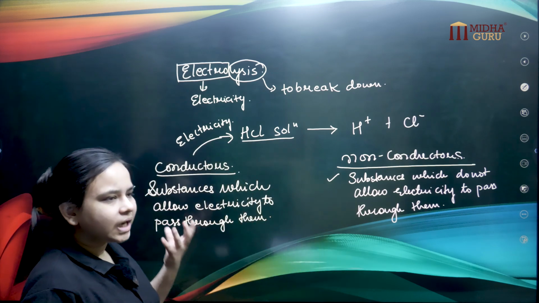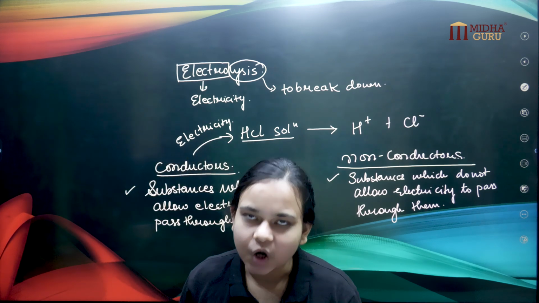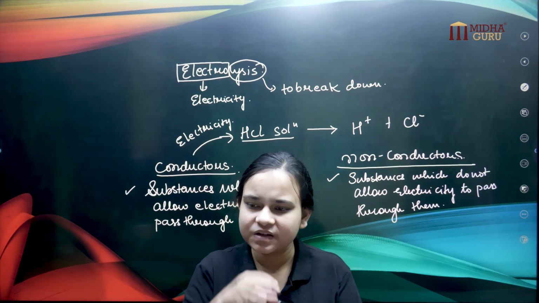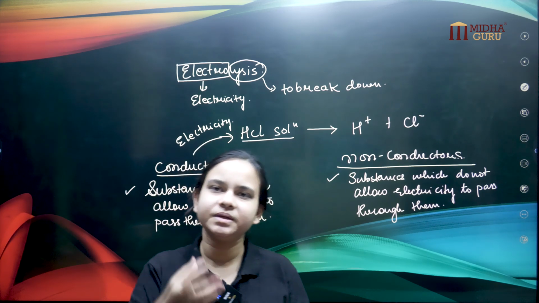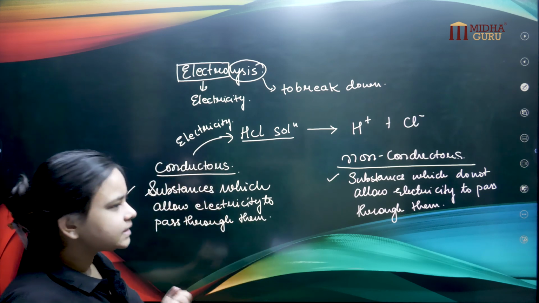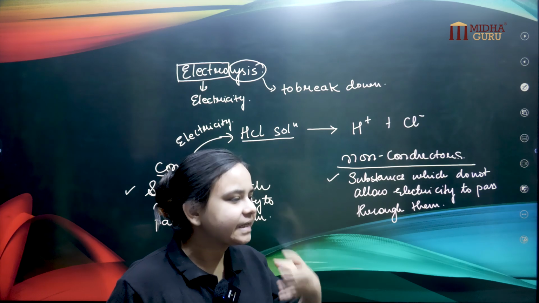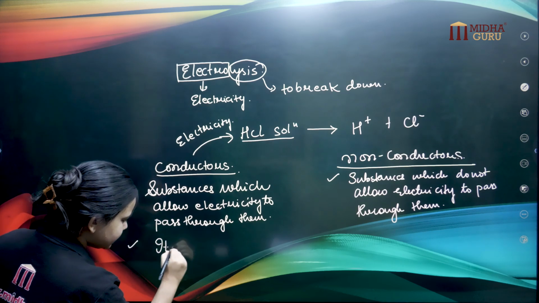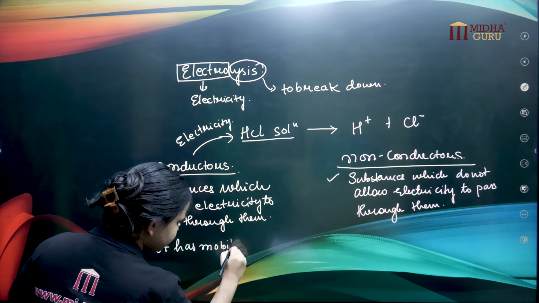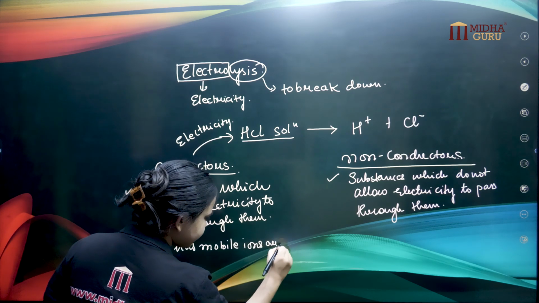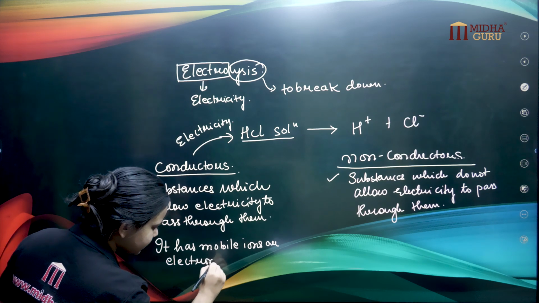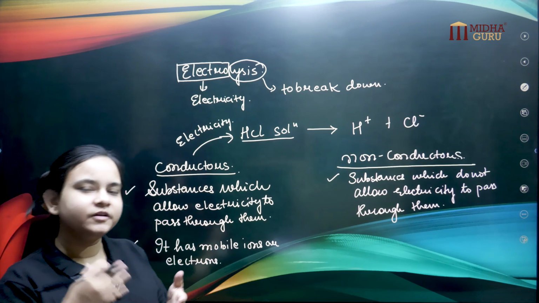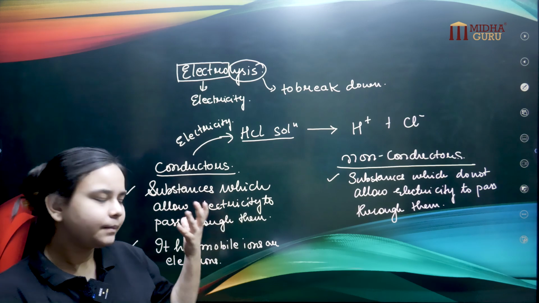Next we come, why do conductors allow electricity to pass through them? Because conductors have mobile ions or electrons. Mobile means ions or electrons which can move from one place to another. The word mobile means movement. So conductors have mobile ions and hence can conduct electricity. That means if we provide electrical energy to this, the ions or the electrons will move from one place to another, hence conducting, making it a conductor.